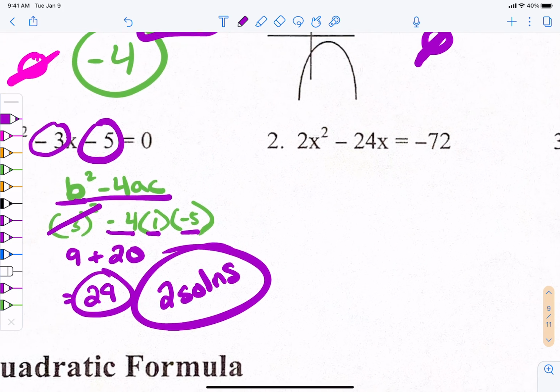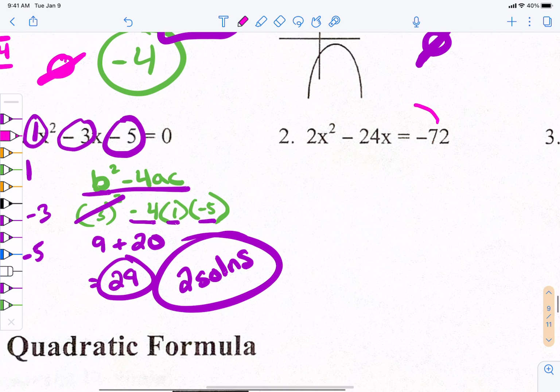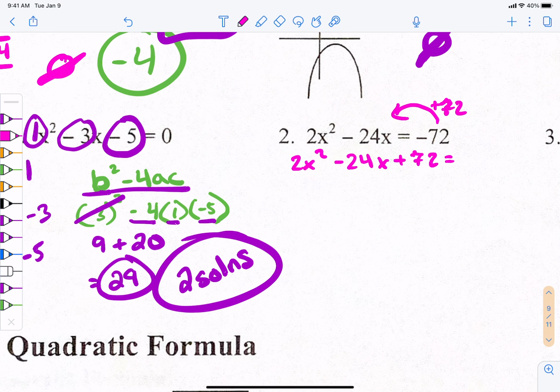All right, now number 2 is not quite ready to go yet. We have to put the 72 over to the other side. So add 72. 2x squared minus 24x plus 72 is equal to what? 0. Okay, let's find out A, B, C.